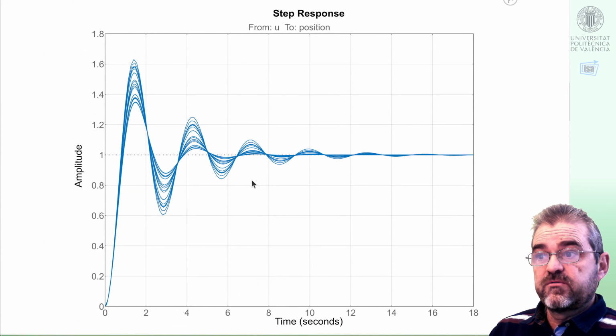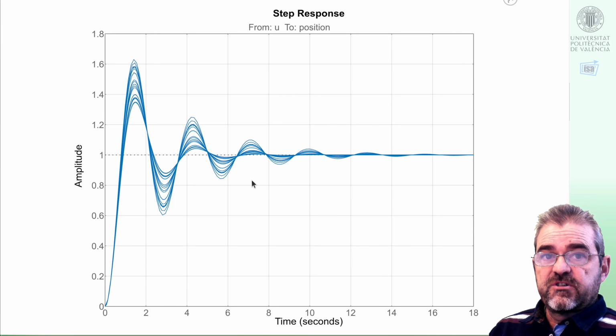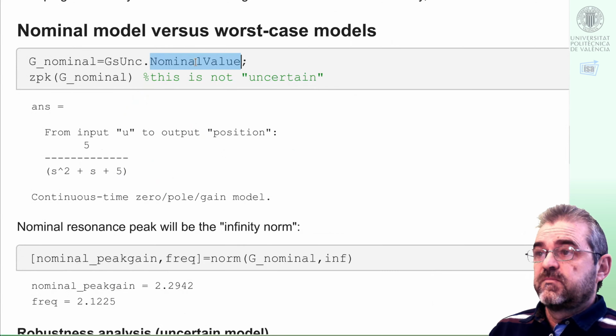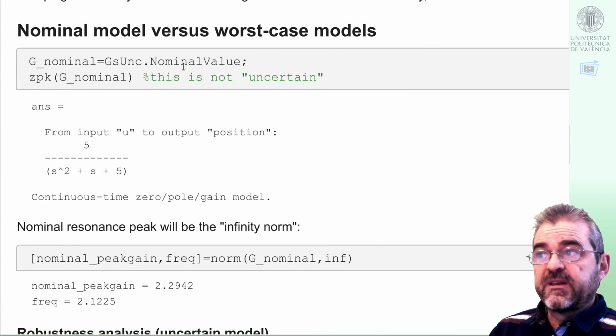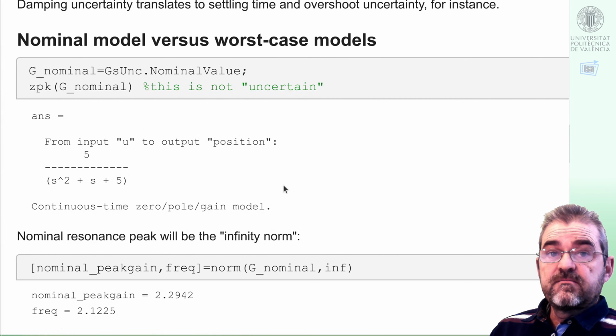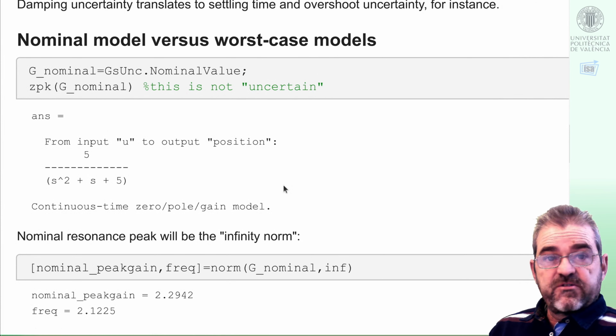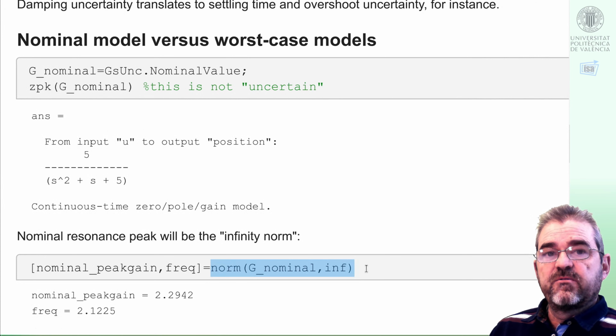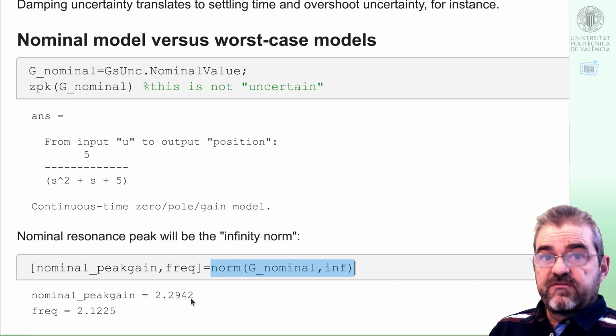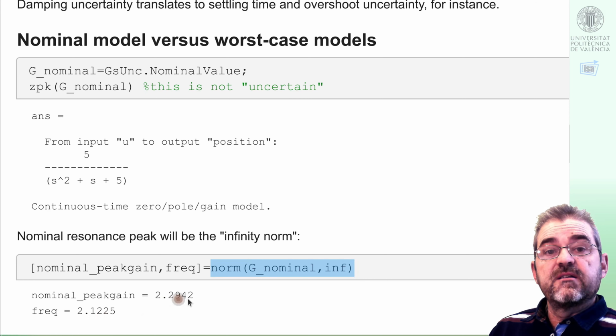The step response is this thing that, of course, as we have an uncertain damping, then we have uncertain overshoot, uncertain settling time, etc. Robust control toolbox just plots the step response of a bunch of random plants. Nominal value recovers the nominal plant with a delta of 0. Here we have it. And H infinity norm is the resonance peak of linear systems. So if we ask Matlab for the infinity norm of this nominal plant, it will tell me that its peak resonant frequency is 2.12 and the peak gain is 2.29.